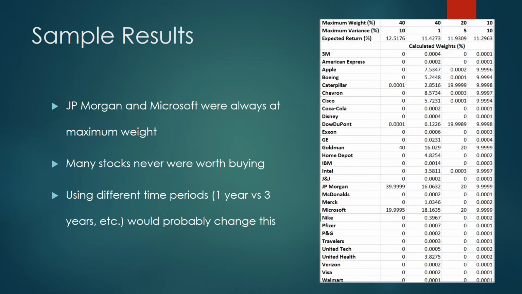Here are some sample results to the right. As you can see, they change based on the maximum weight and the maximum variance, which are the input variables. Some things I noticed were JP Morgan and Microsoft were pretty much always at the maximum weight available, and many stocks were not worth buying. It is important to note that if I used a different time period, for example 1 year versus 3 years, these weights would probably be different.